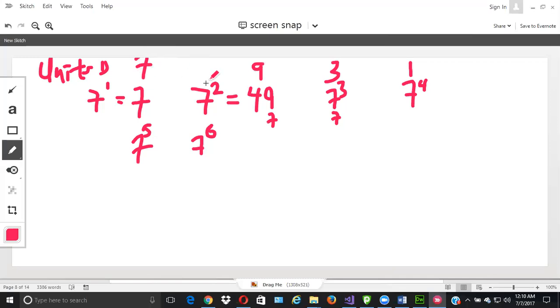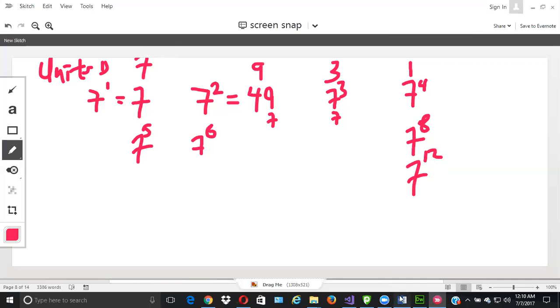So the units digits repeat every 4 numbers. Every 4 powers of 7, you have a cycle: 7, 9, 3, 1. The units digits go in a cycle 7931. So every fourth power of 7 has a units digit of 1. So I can say that 7 to the 8 will have a units digit of 1, and 7 to the 12 will have a units digit of 1.